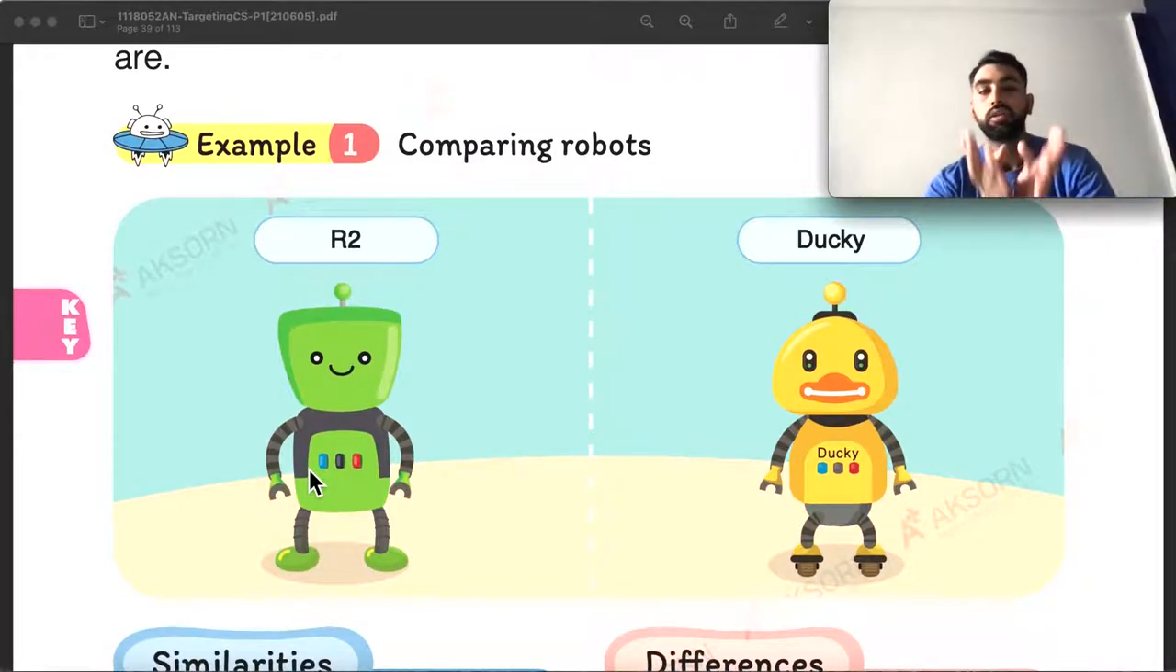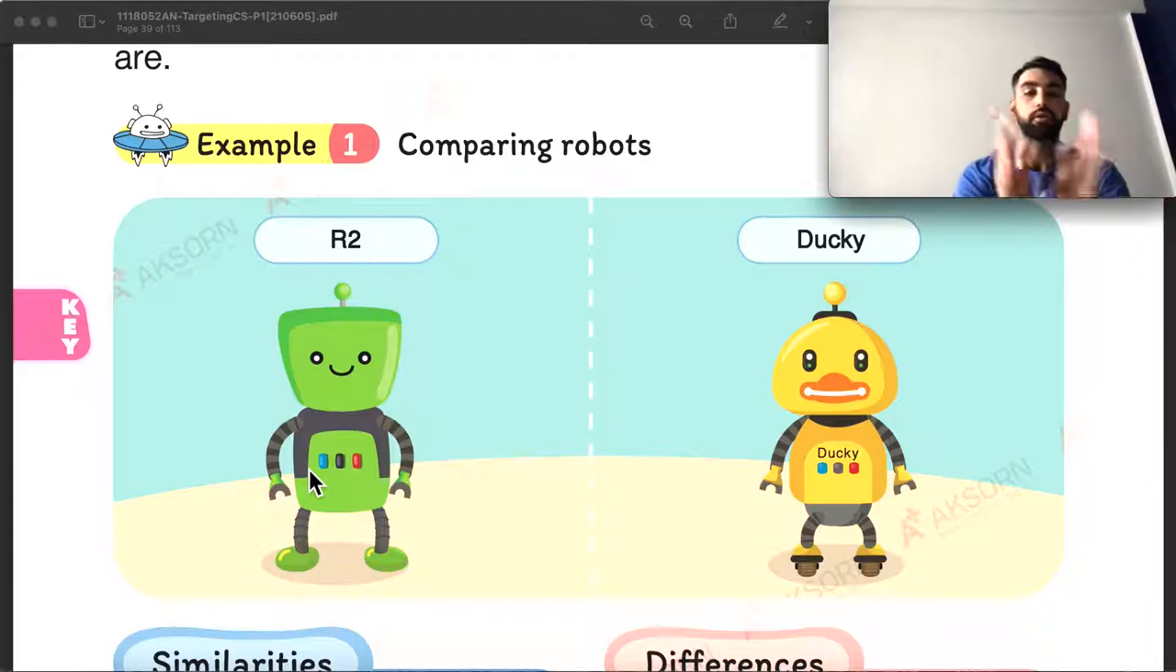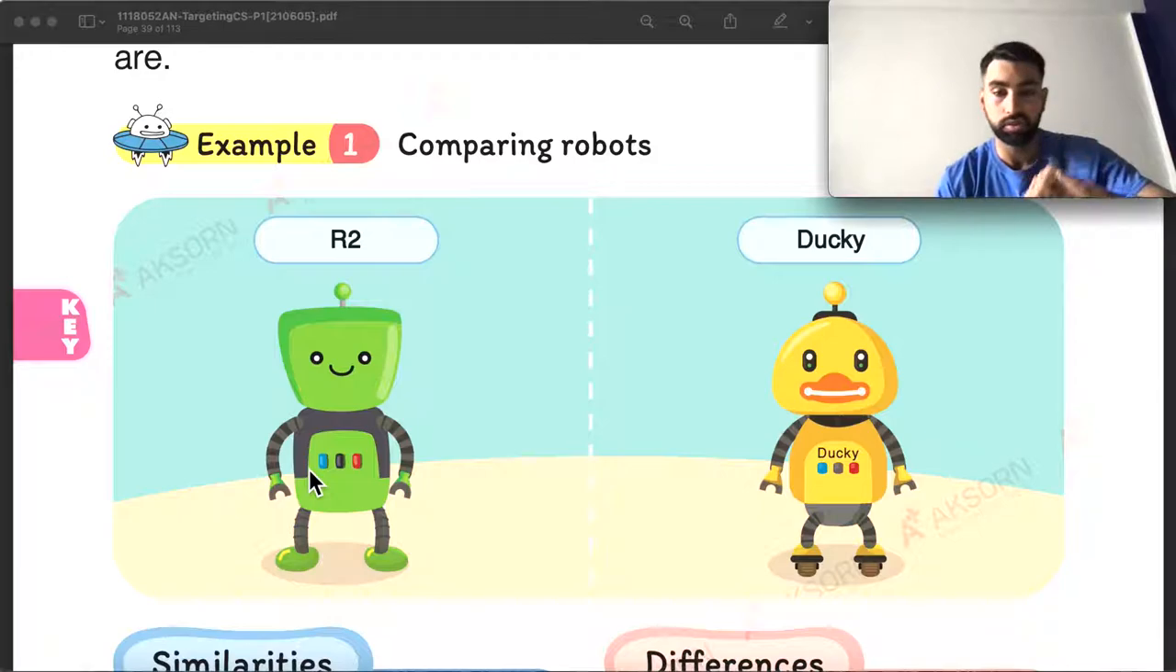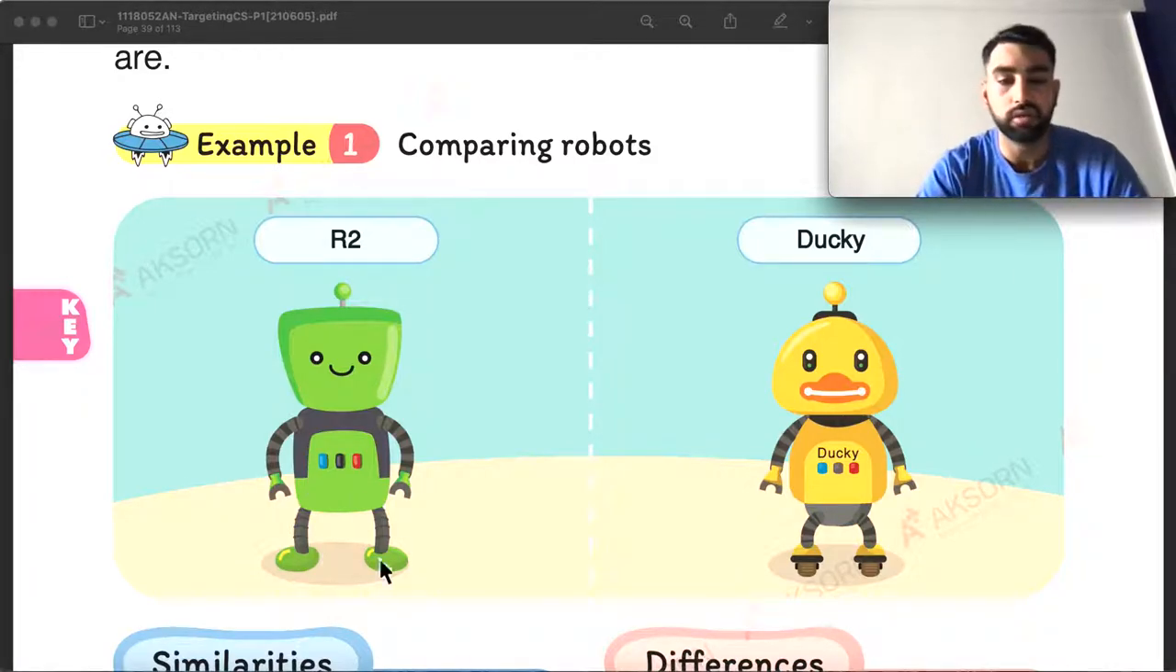As you can see, there are two robots, and we compare the two robots with each other. We see what is the same and what is not the same. We have to find the similarities and differences. These are similarities and these are differences.